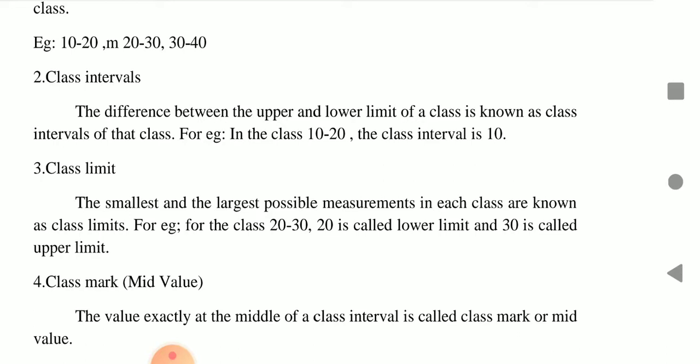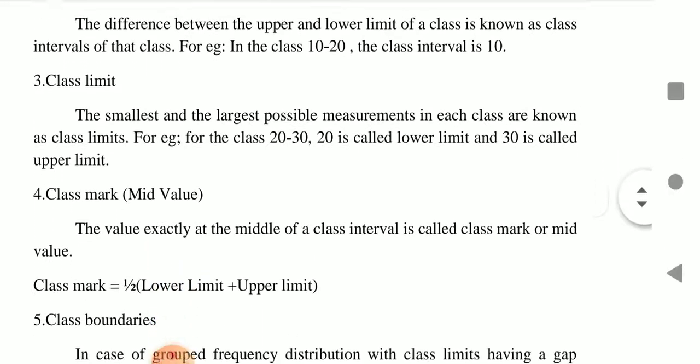For example, for a class of 0 to 5, the class interval is 5. 0 is the lower limit and 5 is the upper limit. The difference is 5, and that is the class interval. The class interval is the difference between the upper limit and lower limit of a class.